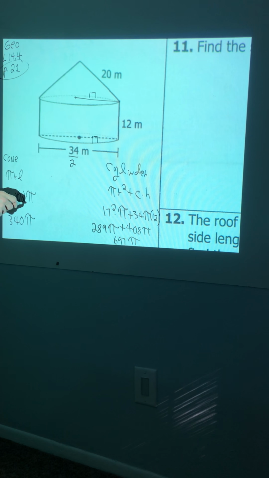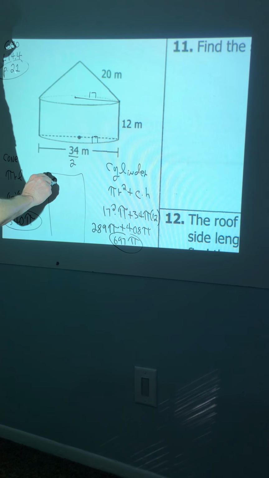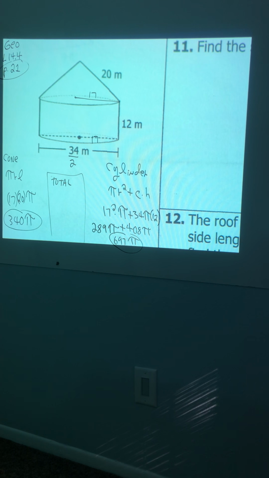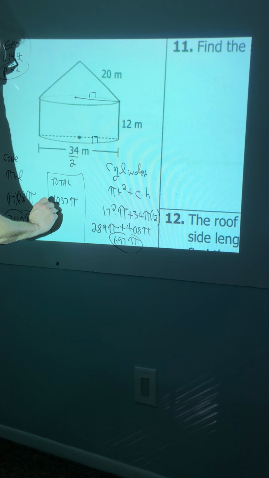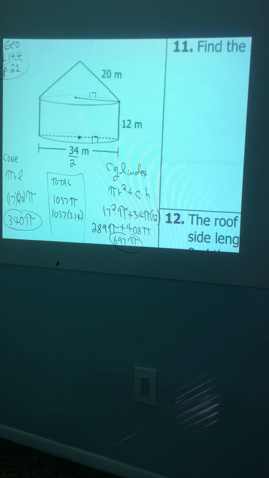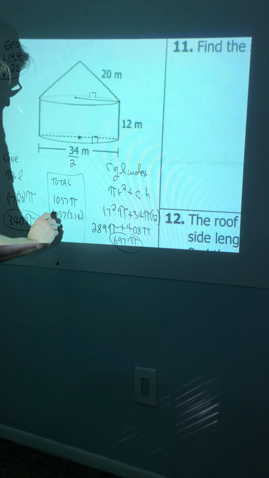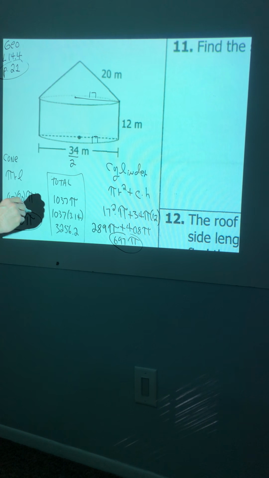And then look, this was the cone, this was the cylinder. So we're going to do the total of both of those right here. And I know someone's faster than I am. 697 plus 340, I get 1037 pi. And then I'm going to multiply this out by 3.14 for a grand winning number of 3256.2. Running out of room. Meters squared.